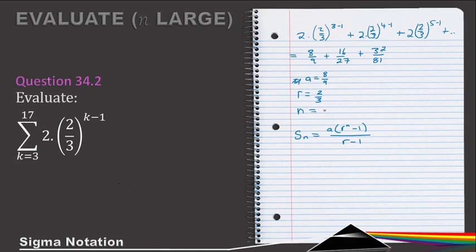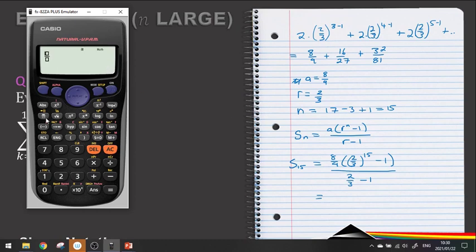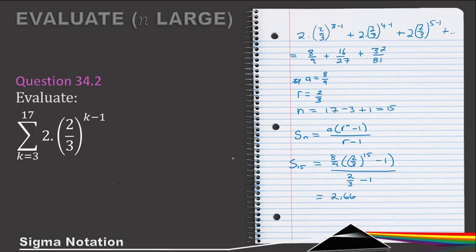We just say 17 minus 3 plus 1. So this would then give us 15. Okay, so we need to find S15. And the A value is 8 over 9. Then we times that with 2 over 3 to the power of 15 minus 1 over 2 over 3 minus 1. Okay, now we'll have 8 over 9. Right, so that's 2,66. That's if I round it off to 2 decimal places. So you get 2,66.